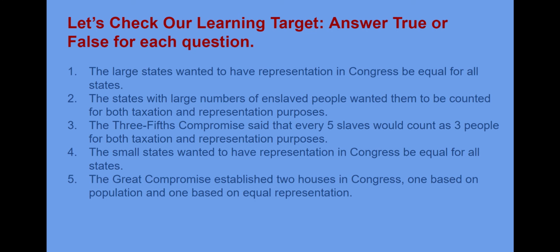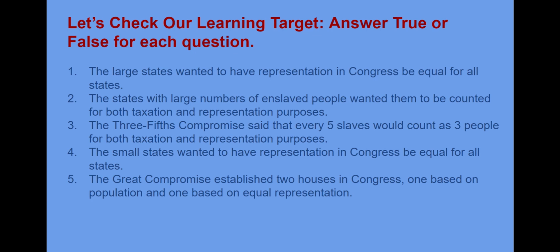Number 2, the states with large numbers of enslaved people wanted them to be counted for both taxation and representation purposes. Number 2 is also false. States with many enslaved people wanted them counted for representation to gain more representatives, but did not want them counted as part of taxation because they would have to pay more in taxes.